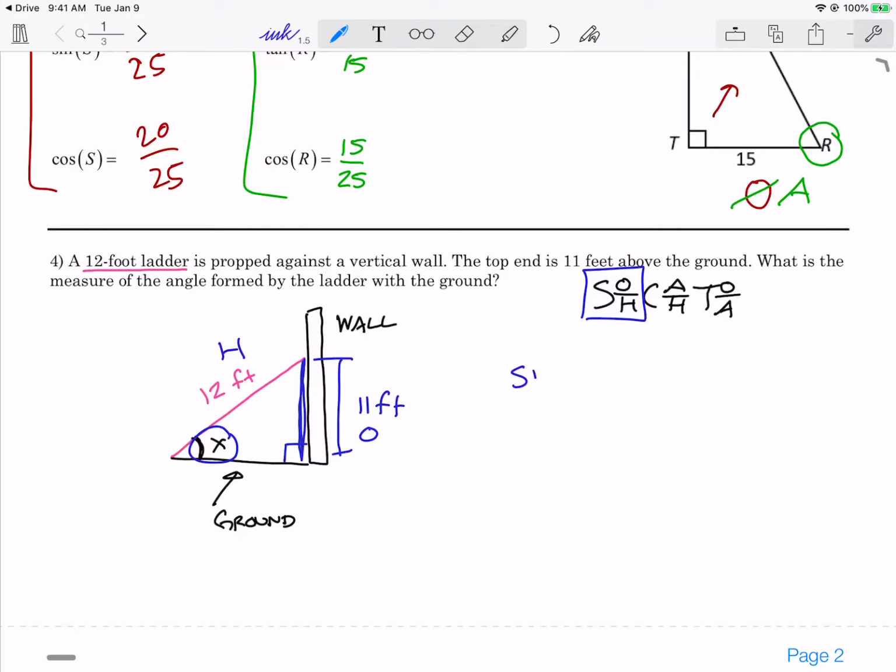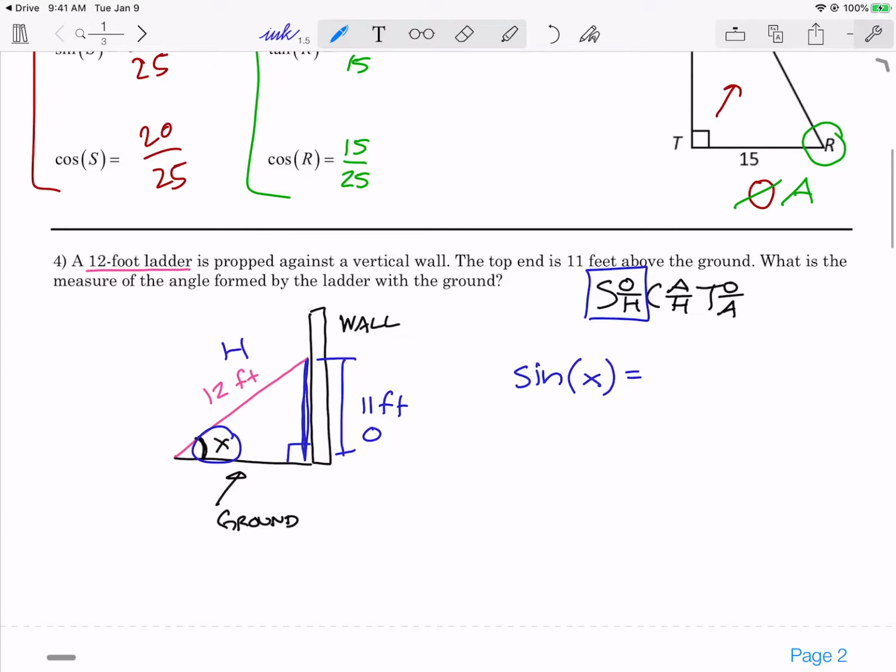So, I've got to write my function. Sine of x, sine of my angle. Angle always goes inside the trig function. Equals opposite 11 over hypotenuse 12. Now this just became a calculator problem.